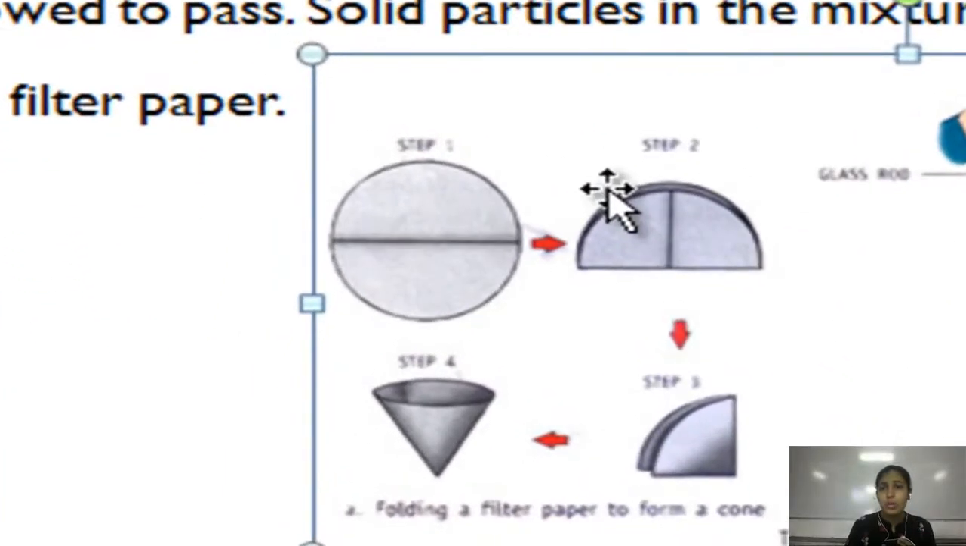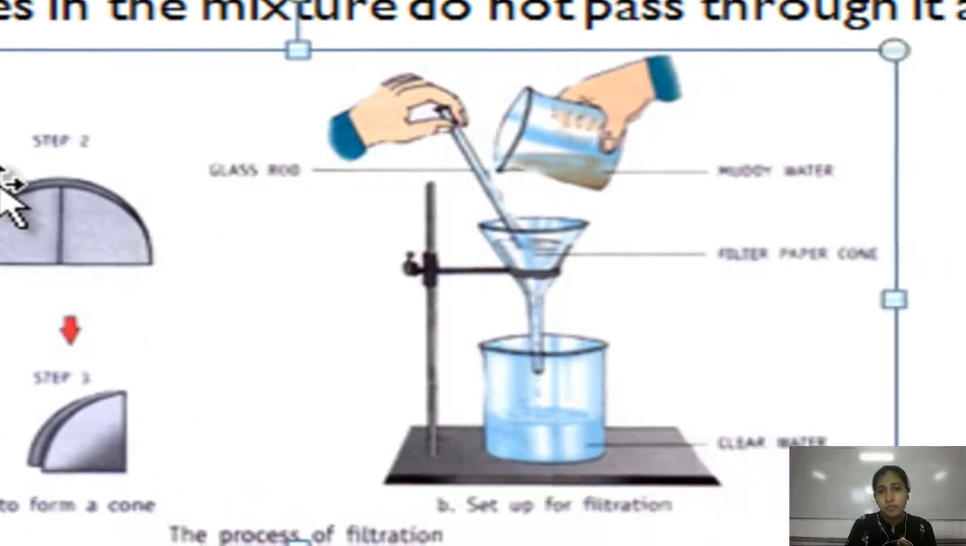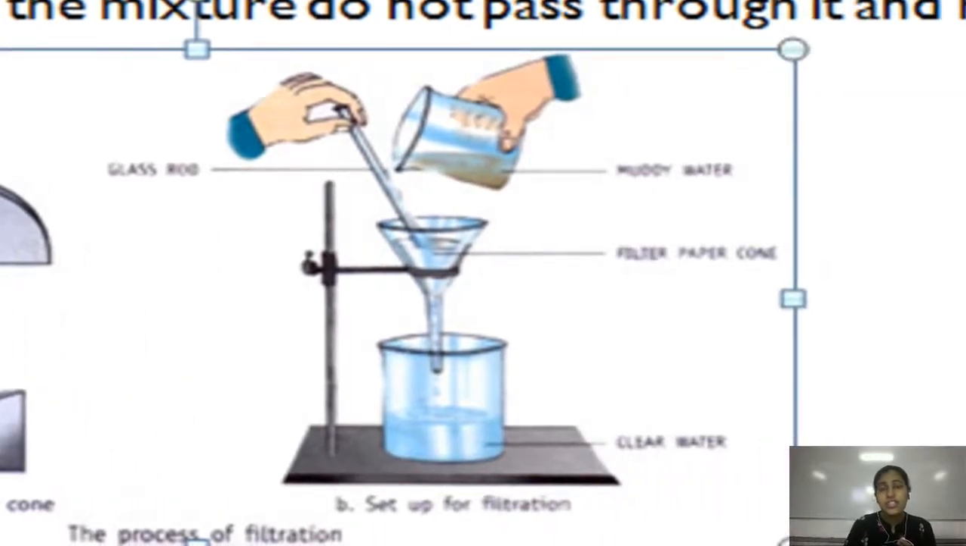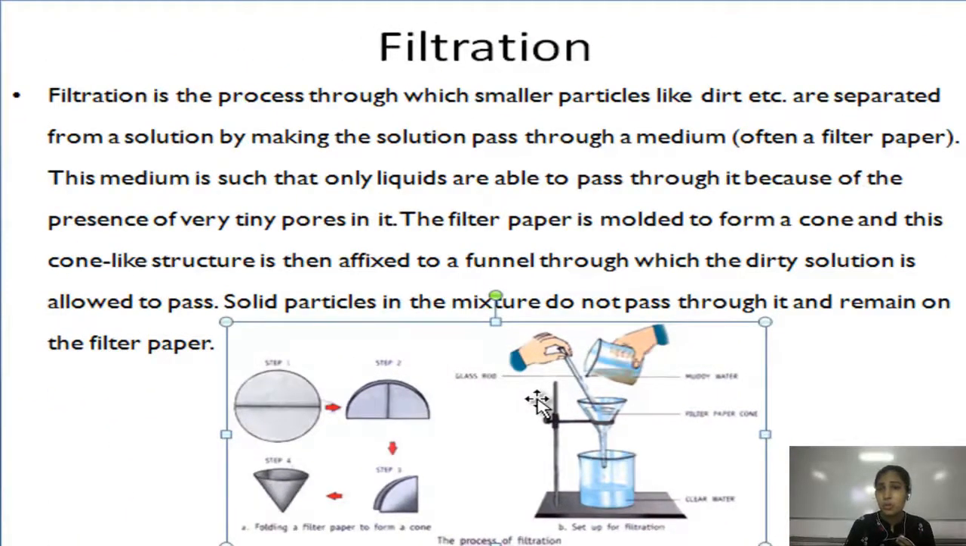The filter paper is molded to form a cone-like structure as shown in the figure, and then this cone is affixed to a funnel through which the dirty solution is allowed to pass. Solid particles in the mixture do not pass through and remain on the filter paper, and the clear liquid is obtained inside the beaker. Sometimes filtration is also used to separate cottage cheese or paneer from milk.